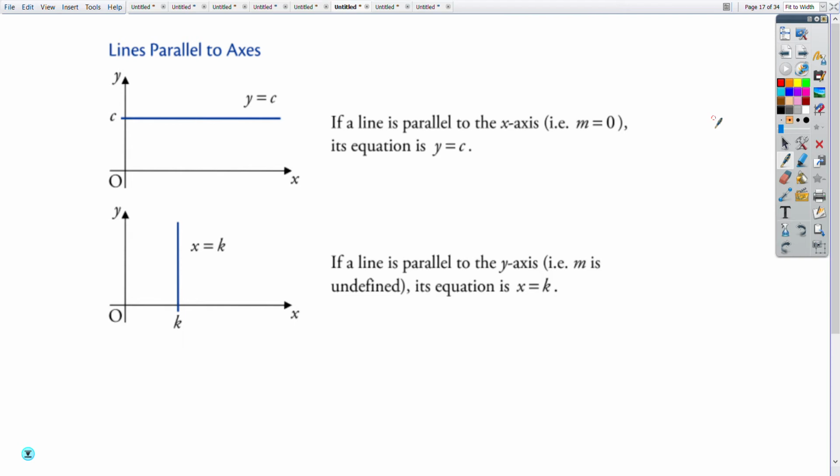If you have a line which is horizontal, the equation of that line is y equals whatever the y coordinate is, the y-intercept. And if you have a vertical line here, it is the only equation that doesn't have a y in it. It's x equals. So just so you're aware of that.